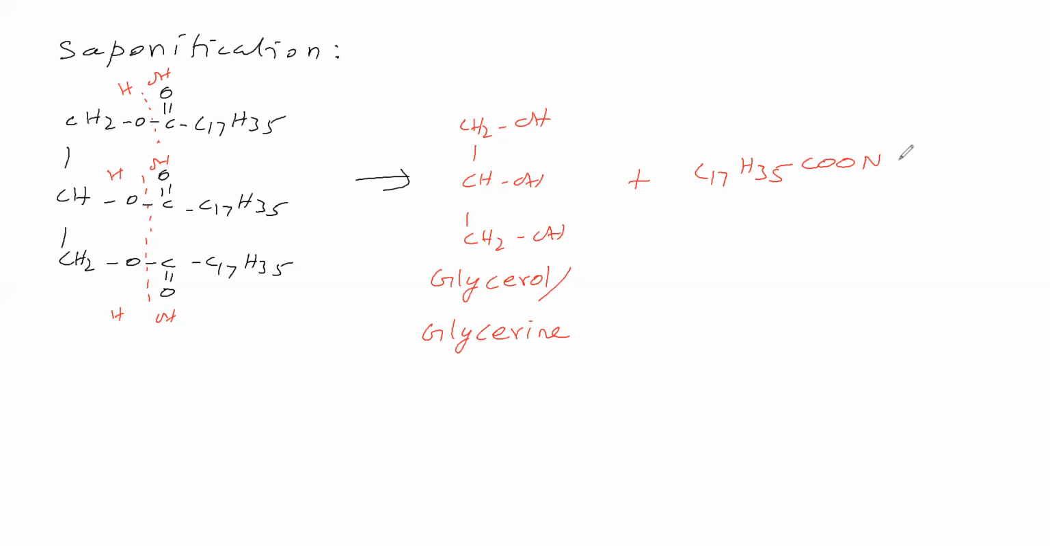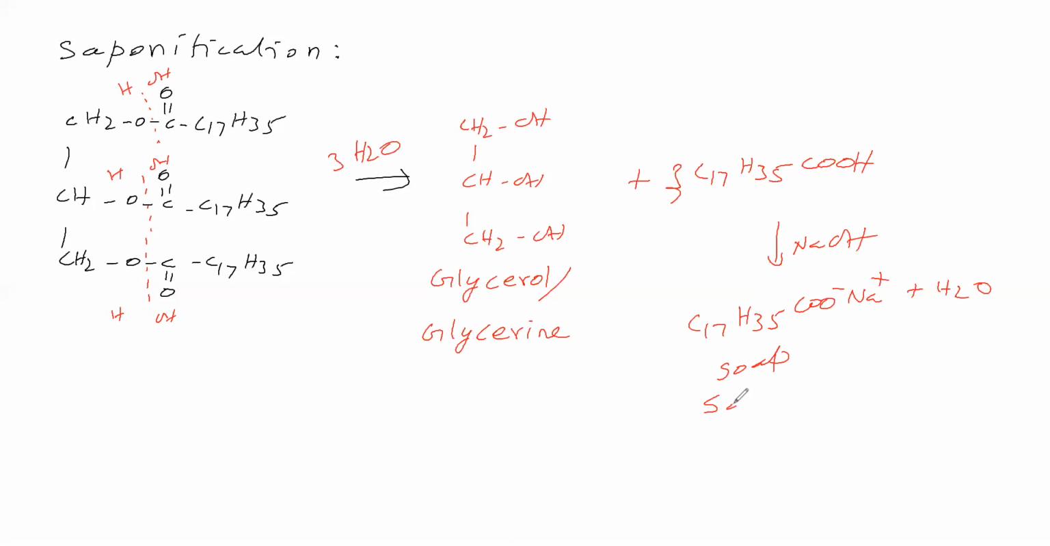So what we are getting is C17H35COOH. How many times? 3 times we will take. So 3 times water is attacking. Now here the medium is basic medium, that is sodium hydroxide. This carboxylic acid reacts with the sodium hydroxide to give sodium carboxylate salt, C17H35COO-Na. This is soap. What is the name of this soap? Sodium stearate.